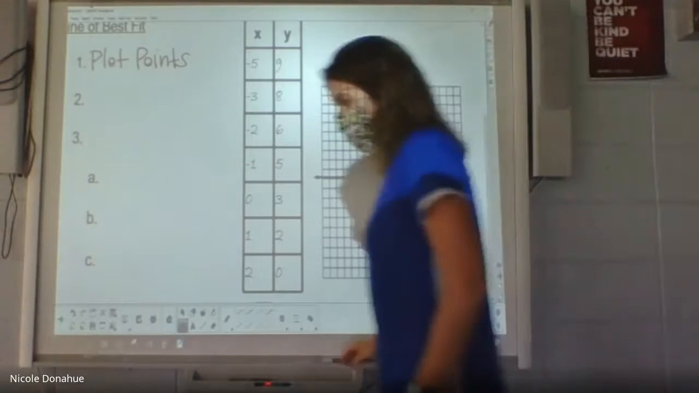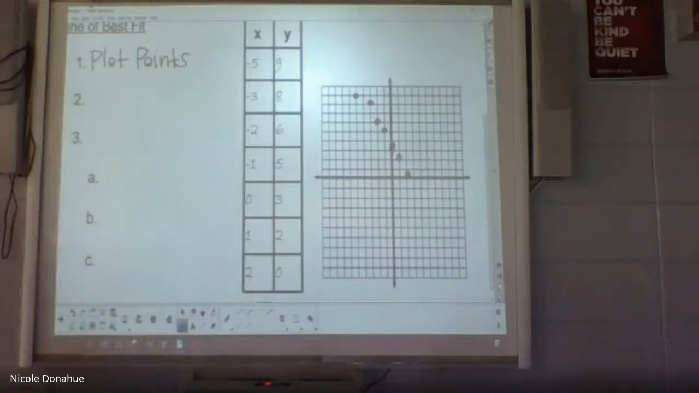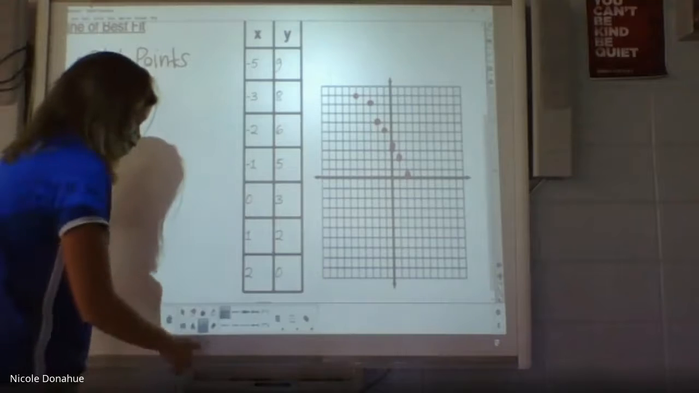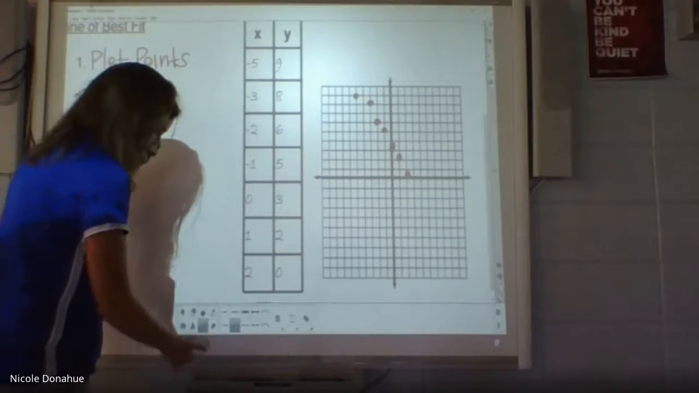So I drew my graph there. Now what I want to do for a line of best fit is draw a line as close as I can through the data. So trying to get my line to go right through the data. I'm going to show you first an example of a bad line of best fit. So this is what not to do. So don't follow this one. This would be a bad example.